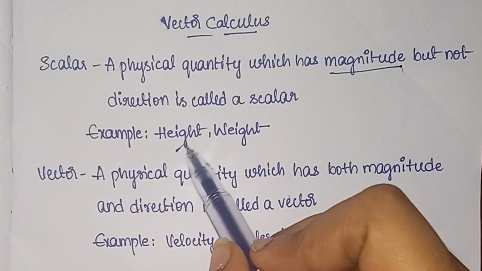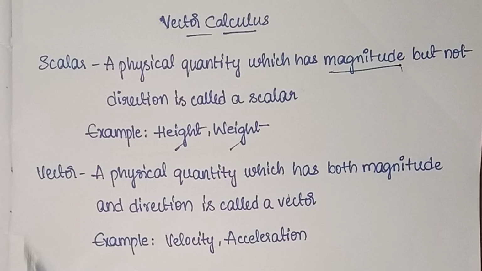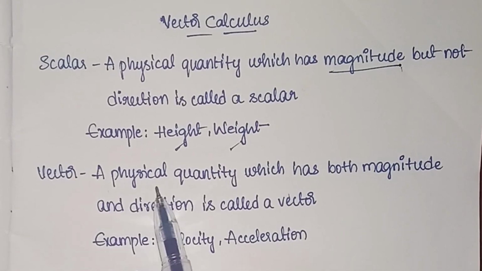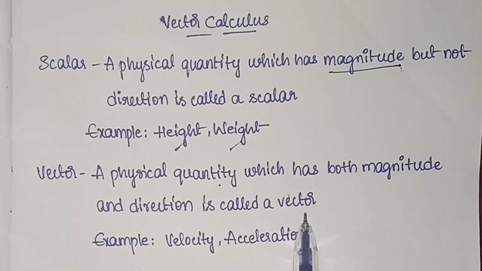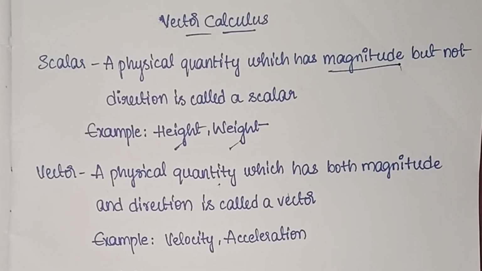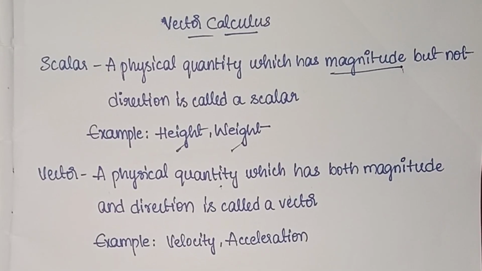Examples are height and weight. Next, what is a vector quantity? A physical quantity which has both magnitude and direction is called a vector quantity. Examples are velocity and acceleration.